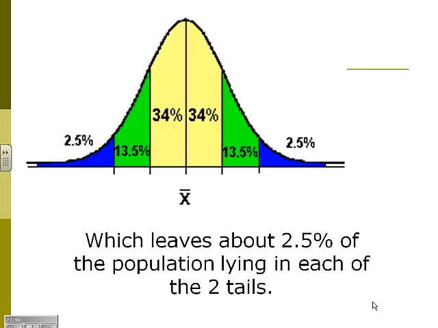Now these numbers are approximations. You can get pretty close. They're not exactly right, but they allow you to get really good estimations. So about 2.5% lie in each of the two tails, and altogether that adds up to 100%.